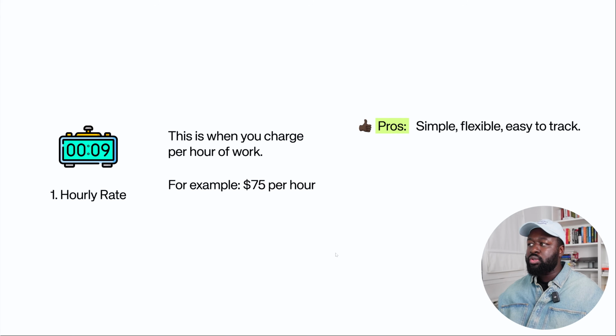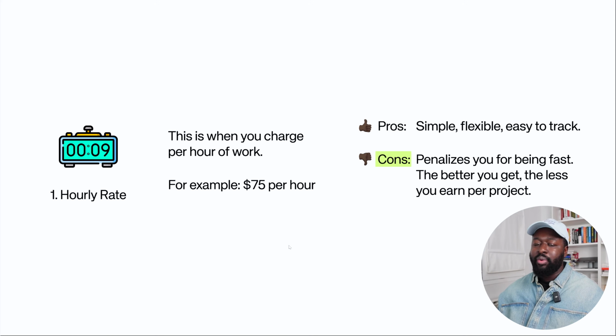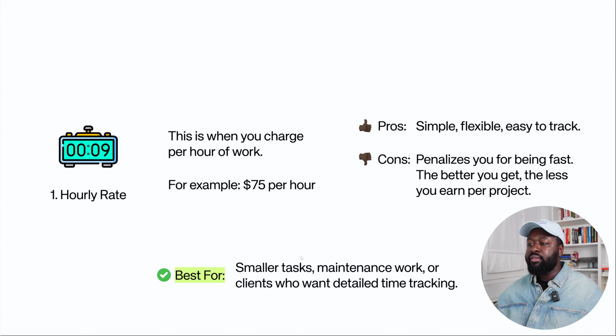And it has some pros, it's simple, flexible, and easy to track. But it also has some cons. And this one is huge. It penalizes you for being fast. So basically, the better you get, the less you earn per project. So hourly rate is best for small tasks, maintenance work, or clients who want detailed time tracking. Usually smaller companies or for projects that don't have a clear scope.